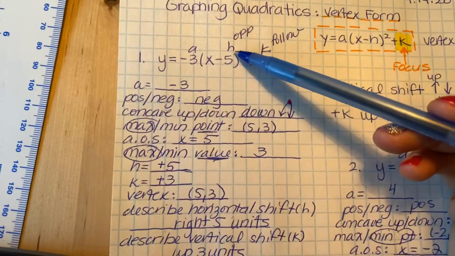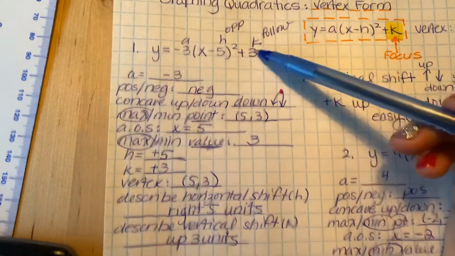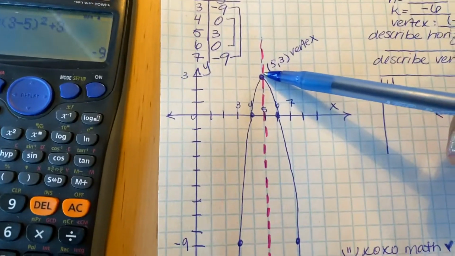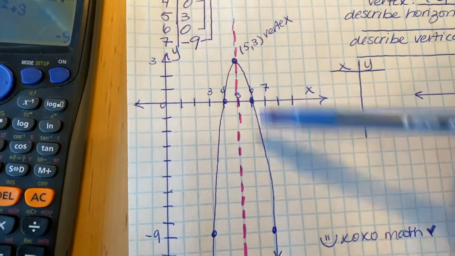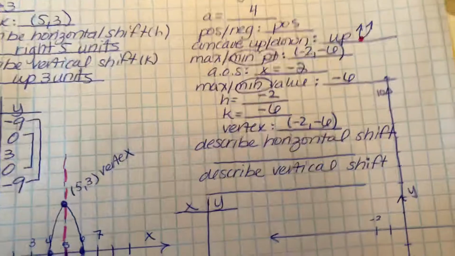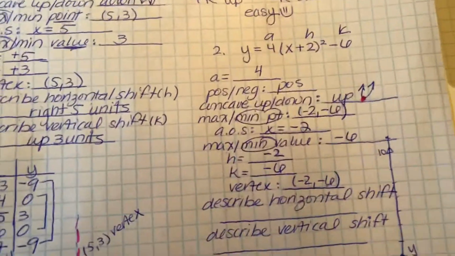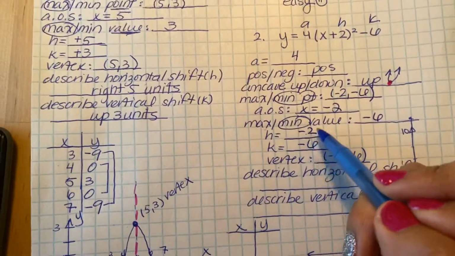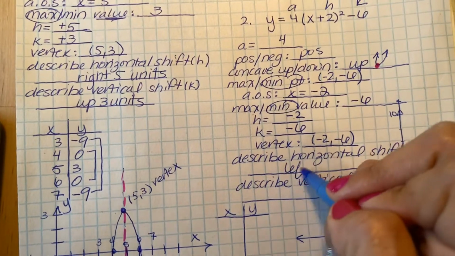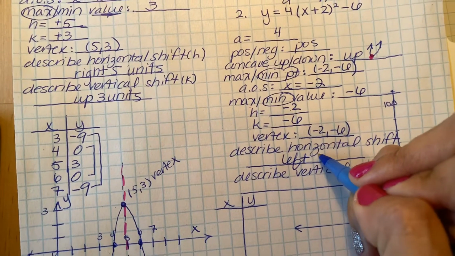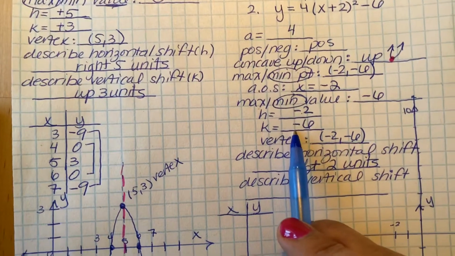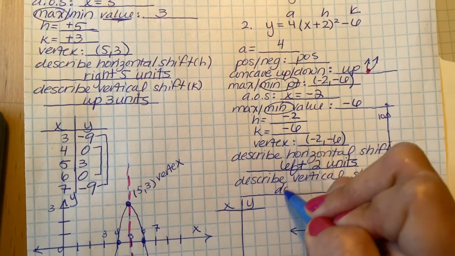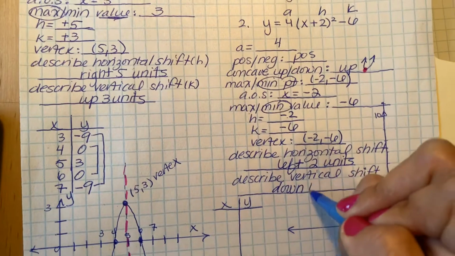So here was our vertex opposite, so 5, 3. There's my vertex 5, 3, and then the arithmetic order of operations gives you the rest. But there you go. Describe your horizontal shift. My H is -2, so I'm going to be moving in the left direction, so left 2 units. My K value is negative, so I will be moving down 6 units.